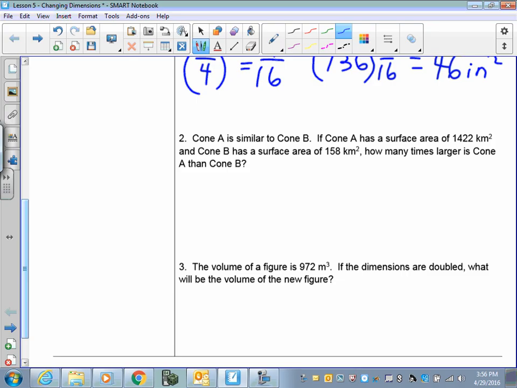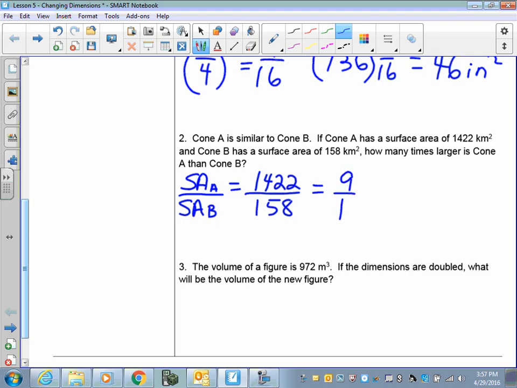Okay, got a couple of cones here. Cone A and cone B are similar. If cone A has a surface area of 1,422 and cone B has a surface area of 158, how many times larger is cone A than cone B? The surface area of cone A to the surface area of cone B is 1422 to 158. Let me simplify this. That's going to give me 9 to 1, right, 158 goes into 1422 9 times.